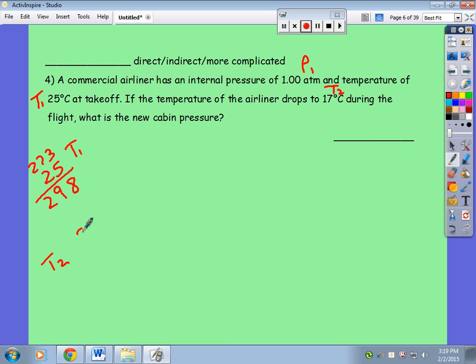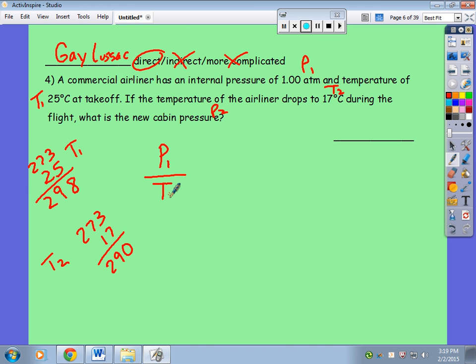So it's my T2. 273 and 17. Okay, so that's 290. And these are both Kelvin. What's the new cabin pressure? Okay, whose law is this? Pressure, temperature, that's Gay-Lussac. And that French guy is a real direct dude. Right? Okay, so now what? I look at my combined gas law, I leave off volume and moles, and there's my relationship.